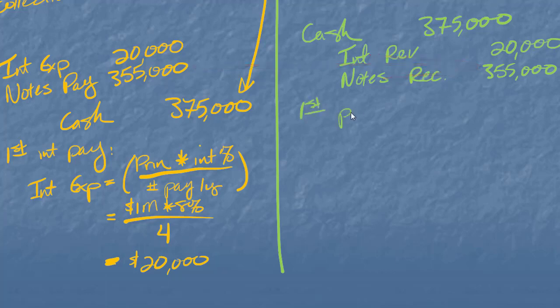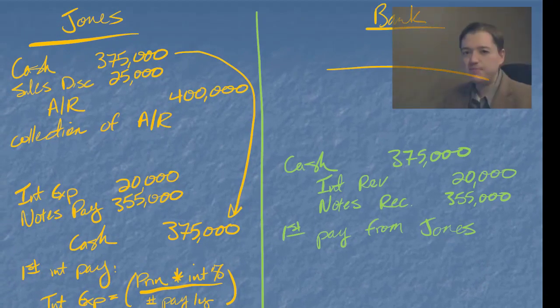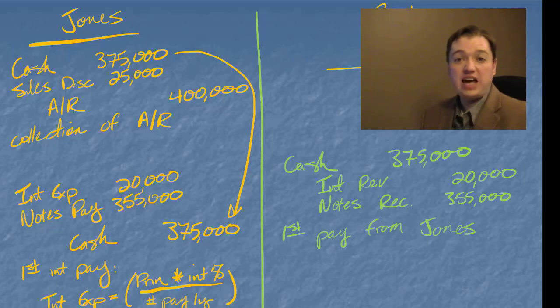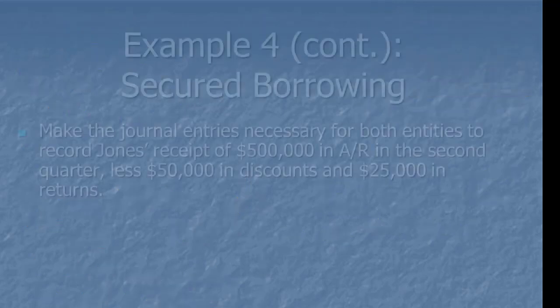First payment from Jones. So again, the bank doesn't care about Jones' entry to collect cash. They don't care at all. And really, that entry for $375,000 and the $400,000 of collections, that's a summary entry. The reality would be we'd make a bunch of little entries as all of our different accounts receivable paid us over the course of the quarter, and I've just aggregated it into one number. Let's take a look at another one.